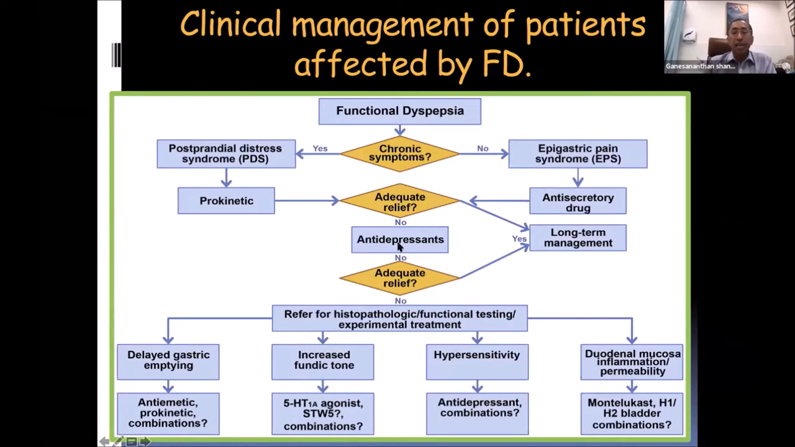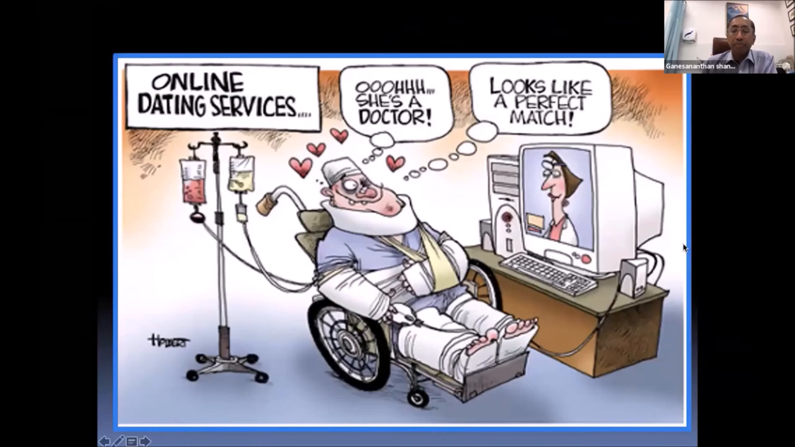Now, if they fail therapy, you may want to consider, after investigation, that these patients may need something else. They may need an antidepressant, or you may have to look for other causes like delayed gastric emptying, impaired fundic tone, hypersensitivity, and something very new now, duodenal mucosa inflammation and permeability, and they may have to be investigated.